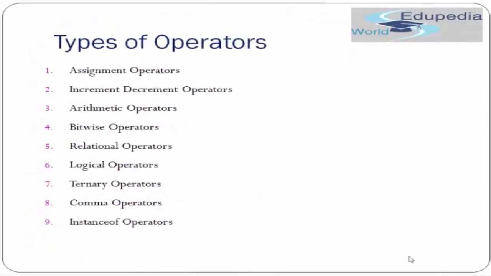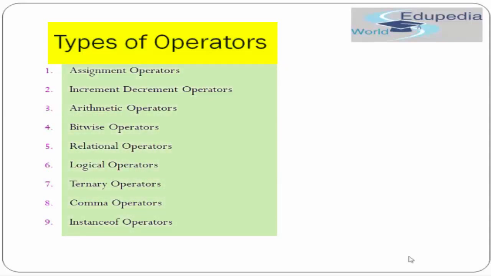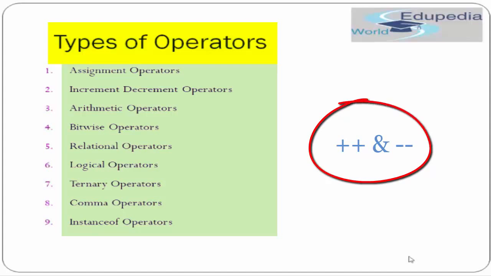Okay guys, now let's study some of the types of operators that Java has. The first operator is the assignment operator. Then we have the increment and decrement operator. Just to give you a summary, the assignment operator includes the equal to operator. It's a single equals to, which is used to assign one variable to another. Then we have the increment and decrement operators, which are plus plus and minus minus.